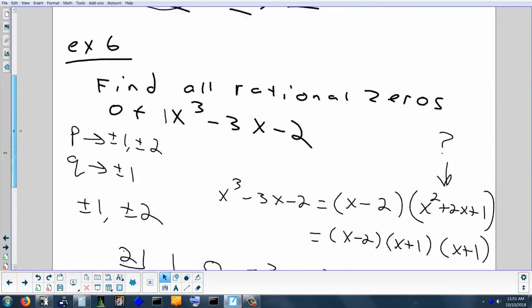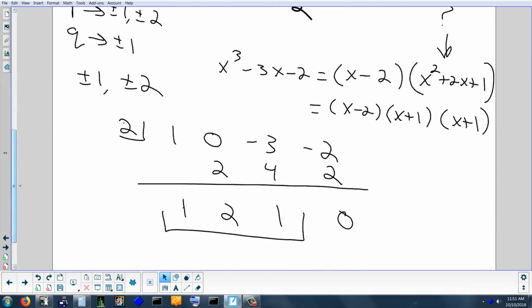So now the question is, find all the roots. Oh, we've got 2. That's from the first factor. And what's the root we get from the second and third factor, but it's repeated? Yep. Negative 1.